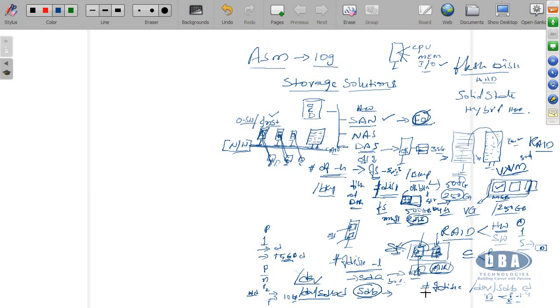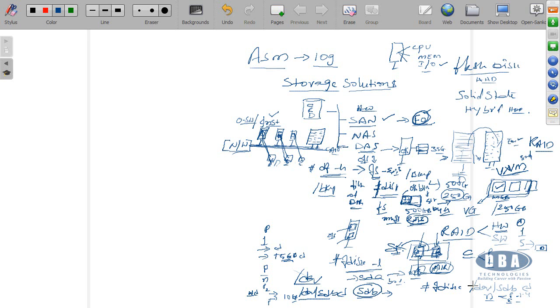In fact, ASM is much more powerful than any third party volume manager. Understand? You are going to really learn a phenomenal technology which is provided by Oracle itself. This is the main reason for Oracle to really sustain in the market as a market leader. So now let us understand what is what first before we can get to the real thing like ASM.